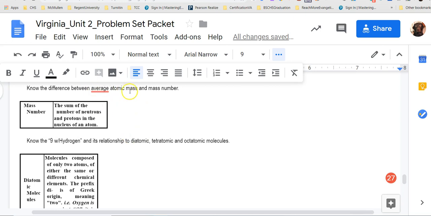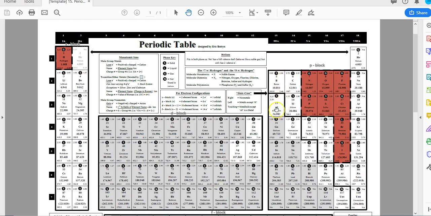We need to know the difference between average atomic mass and mass number. So the mass number is the sum of neutrons and protons in the nucleus of the atoms, and those are all the subatomic particles in the nucleus of the atom. If we look at our periodic table, underneath our chemical symbol, we have a 3 decimal point number. That's the atomic mass, and we use that all the time, especially with mole wheel conversions. But this is not always exactly the same as the mass number, because it's an average of all the mass numbers.